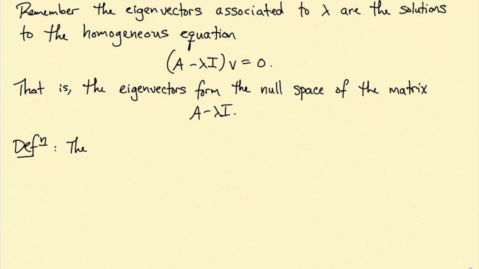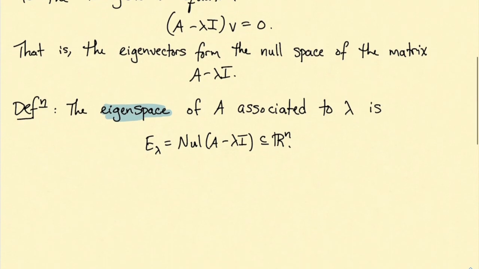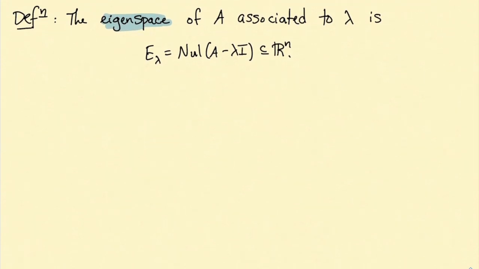The eigenspace of A associated to the eigenvalue lambda is E sub lambda, which is defined to be the null space of the matrix A minus lambda I, which is of course a subspace of Rn. So to get some familiarity, let's work a couple of examples.